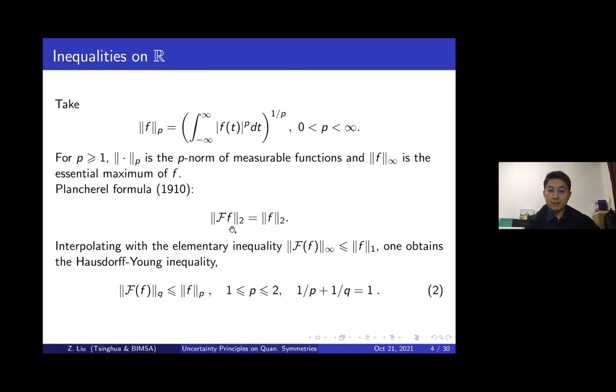And then first we can use the integration formula of the Fourier transform to set up this basic inequality: the infinite norm of the Fourier transform of f is bounded by the one norm of f. And then by interpolation, we can get the inequality between the p norm and the q norm, subject to the condition p inverse plus q inverse equals 1. So this is the well-known Hausdorff-Young inequality.